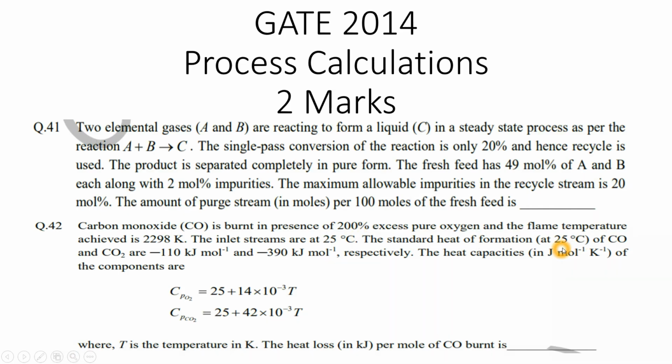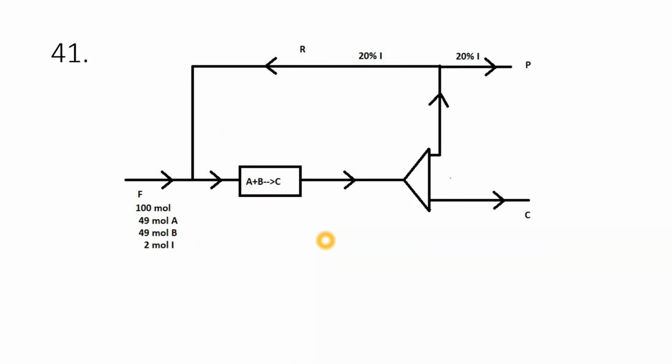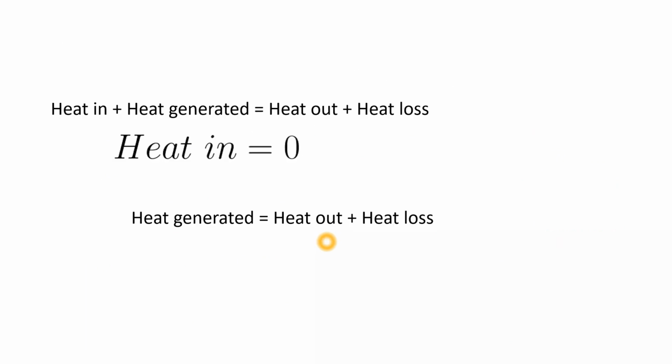The standard heat of formation is at 25 degrees centigrade, that means the reaction will happen at 25 degrees centigrade, right? And they have given one more thing, the inlet streams are at 25 degrees centigrade, so heat in will be 0. There is no problem with this, right? But for heat out, the flame temperature we are getting, the output stream temperature, is 2298 Kelvin, which is more than the reaction temperature of 25 degrees centigrade, right? So heat in will be 0, and heat generated is equal to heat out plus heat loss.